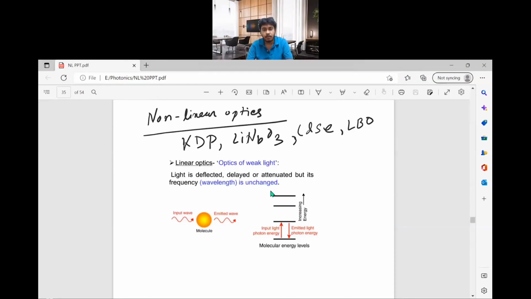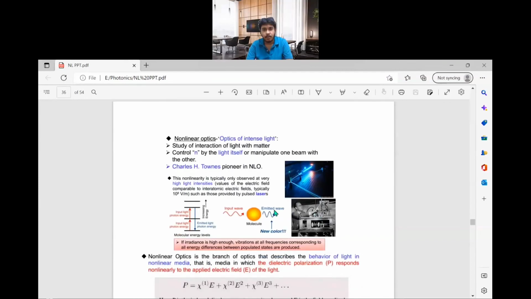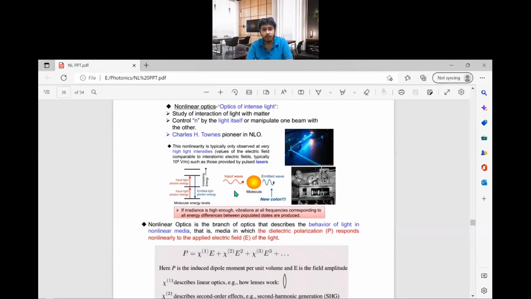So linear optics deals with weak light. In linear optics, the frequency and wavelength are unchanged, so whatever the input or emitted, both the frequency and wavelength will be the same. In nonlinear optics, it deals with intense, high-intensity light, where the intensity is comparable to the interatomic electric field strength, around 10 to the power 8 volt per centimeter. So it can change the configuration in between. If you give an intense light, the molecule will emit different wavelengths. That's basically nonlinear optics.